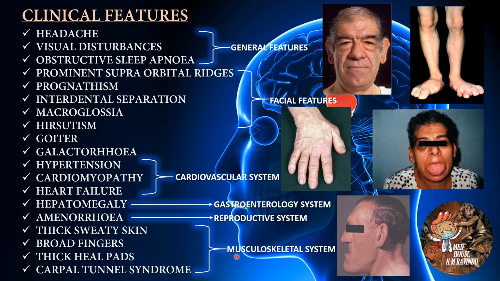Clinical features related to musculoskeletal system are thick sweaty skin, broad fingers, thick heel pads and carpal tunnel syndrome. In those pictures you can see some clinical features like prominent supraorbital ridges, thick heel pads, macroglossia and broad fingers, and also prognathism.